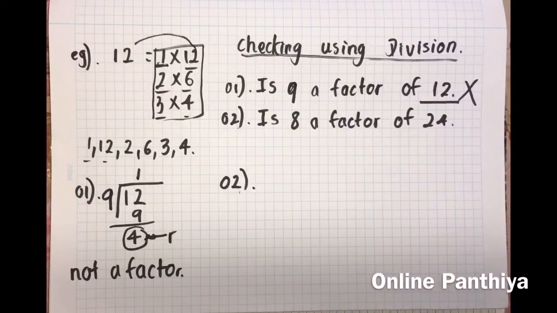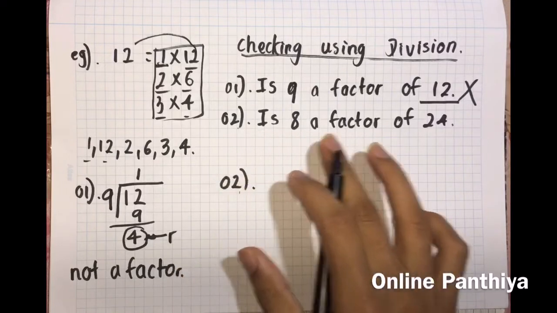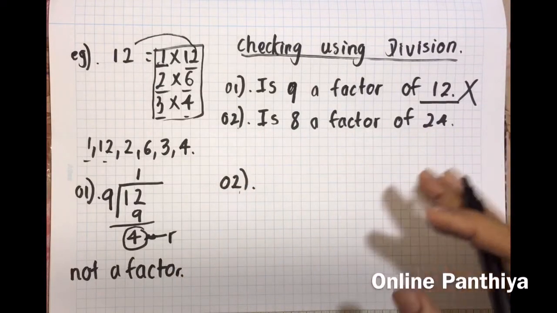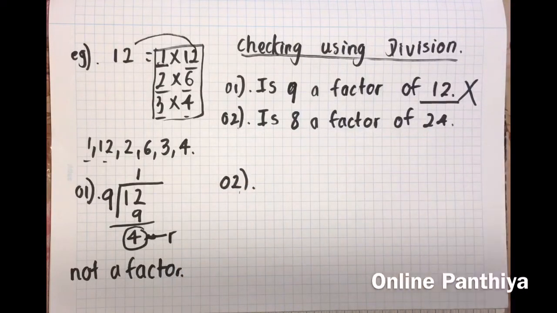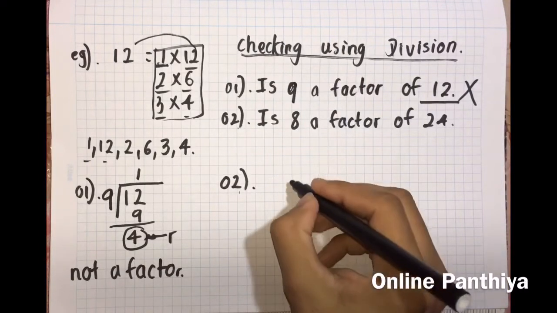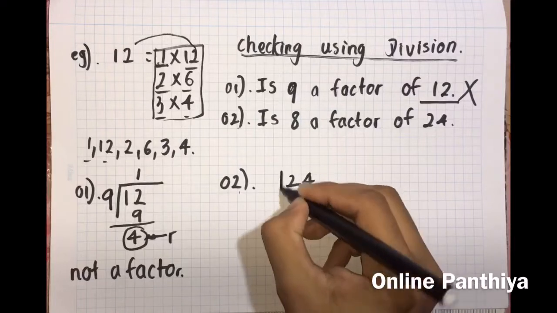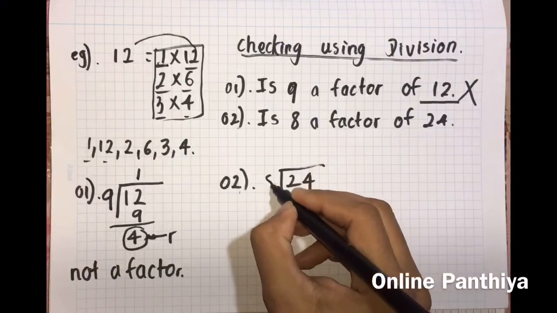How do you check? Sometimes they will ask you, is 8 a factor of 24? Do it using the method of division. So how do you check? You have to divide 24 by the number given, 8.